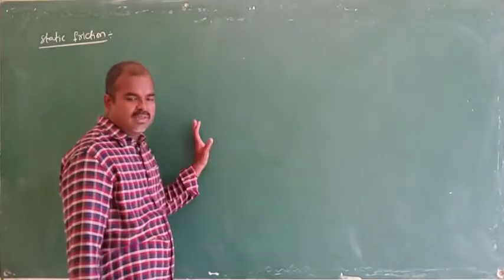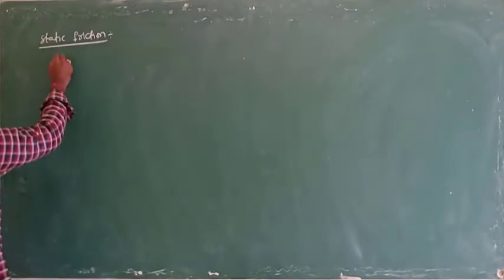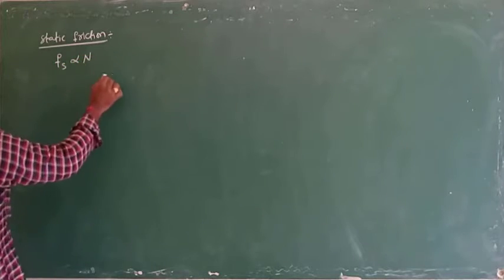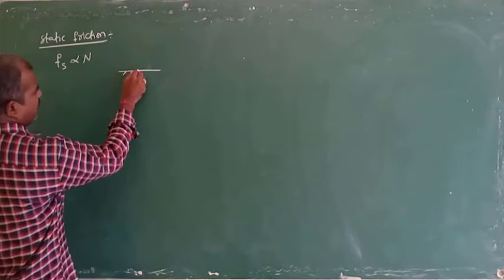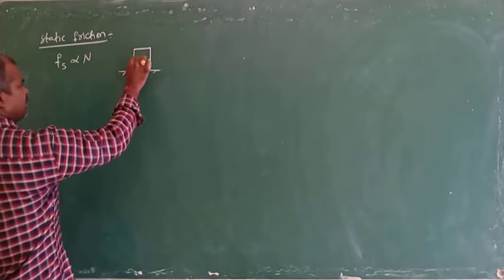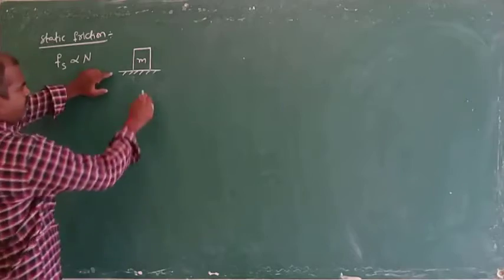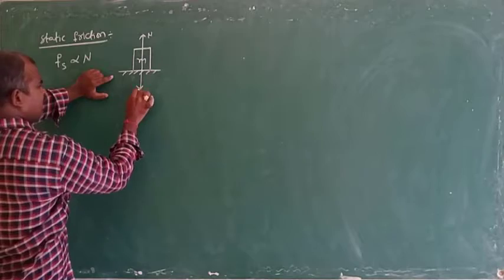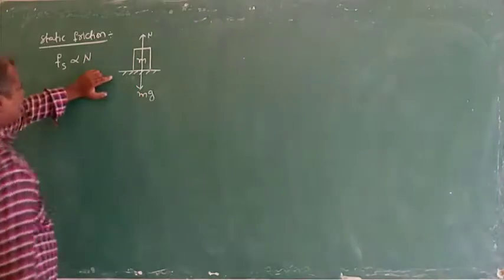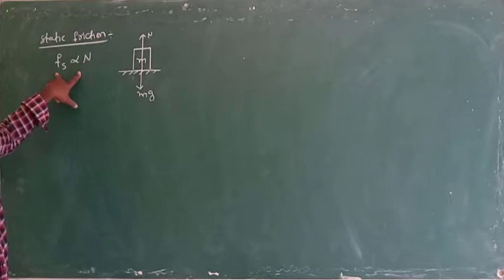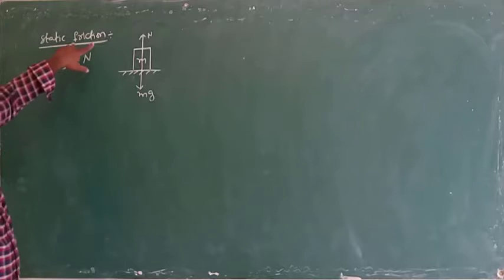Here in this situation, static frictional force is directly proportional to normal force. Here, an object of mass m is at rest. Normal force is acting in the upward direction, and weight is acting in the downward direction. The force of friction is directly proportional to the normal force. This is the static frictional force.